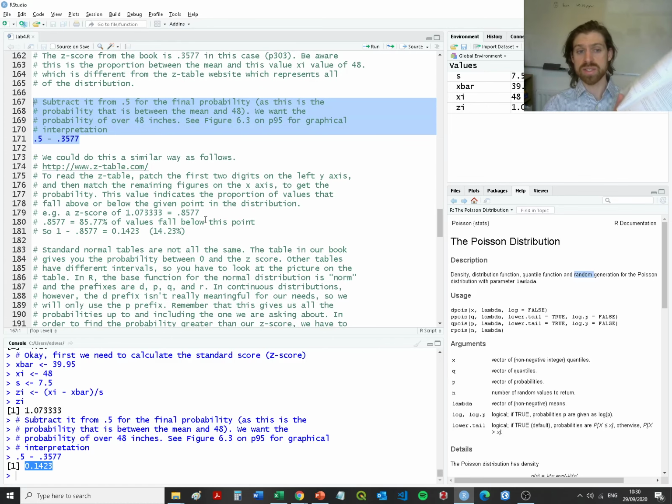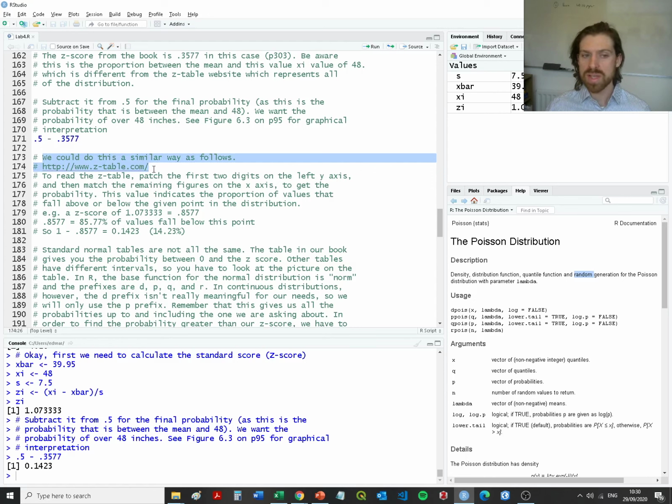So that's the way that it's done in the book, and I'd advise you to look here and to think graphically about how we do these calculations. I also just want to give you a quick understanding of how we would do that using ztable. So if you go onto ztable.com, you're able to look at the first 2 digits on the y-axis, match it to the remaining figures on the x-axis in order to find the distribution of the values.